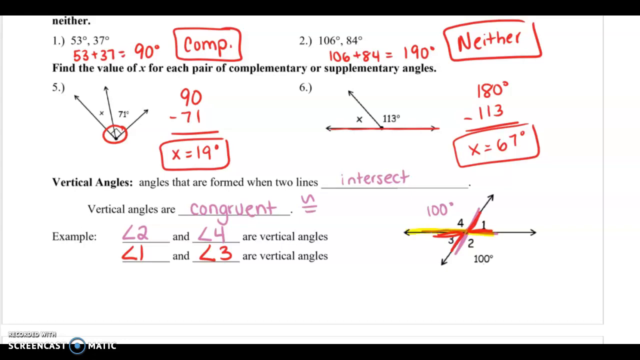And I've got a straight line here. So see how I make a straight line? So these two angles have to add up to 180. So 180 minus 100 gives me 80 degrees for this angle and 80 degrees for this angle. So all those measurements are going to be two 100-degree angles and two 80-degree angles.